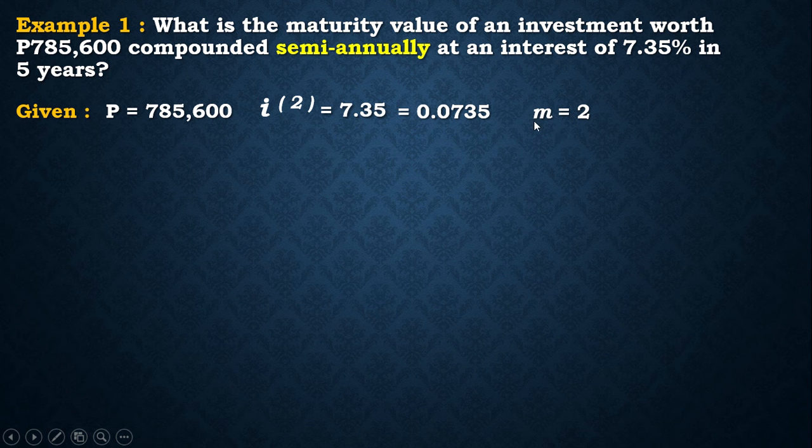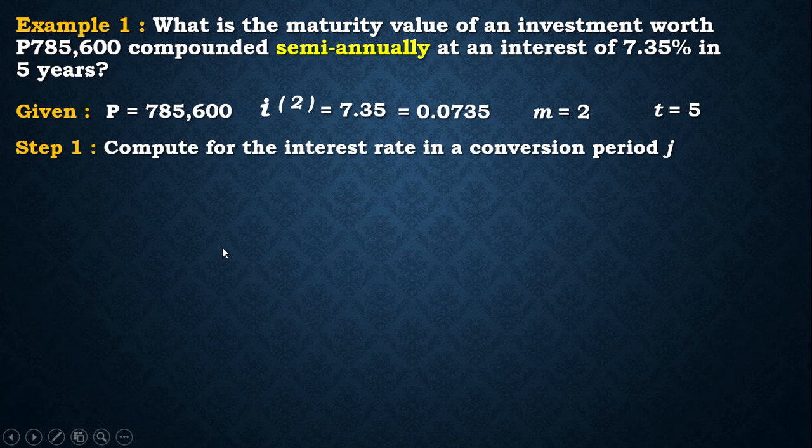And then, the frequency of conversion, which is M, which is semi-annually. Ito po yung tinatawag na frequency of conversion, is equal to 2. And then the term or time natin is 5 years. Now, step 1, we have to compute for the interest rate in a conversion period J.